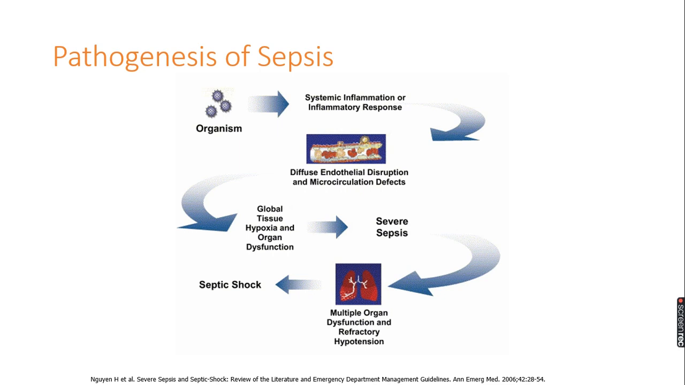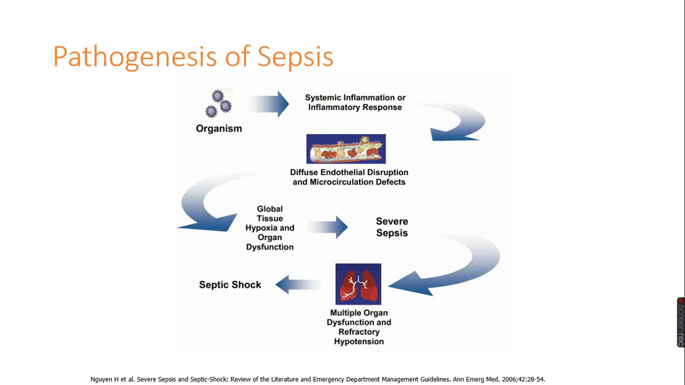So, regarding the pathogenesis of septic shock or sepsis in general, it is not clearly understood, but it's believed to be an interplay between the inflammatory system and the source of the insult, which could be an infectious agent such as a bacteria or a virus. In this case, we'll call it an organism. So what usually happens is this organism induces a systemic inflammatory response, and as a result, you have diffuse endothelial disruption and microcirculation defects. You'll find the endothelial wall will become more porous.